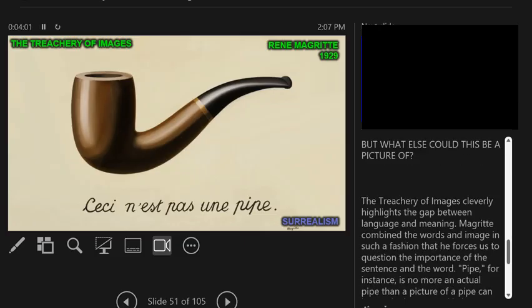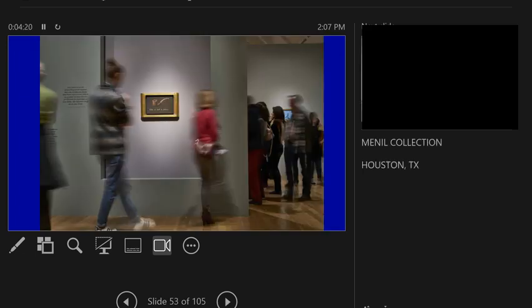But what else could this be a picture of? Yeah, you're on the right track. All right, so this gives you a sense of the size of the artwork. And he did more than one image of The Treachery of Images. In fact, there's one here in Houston. If you go to the Menil Museum, they might have theirs on display.